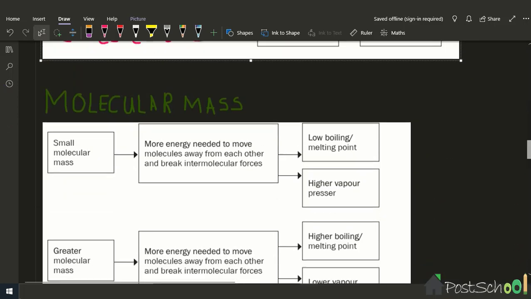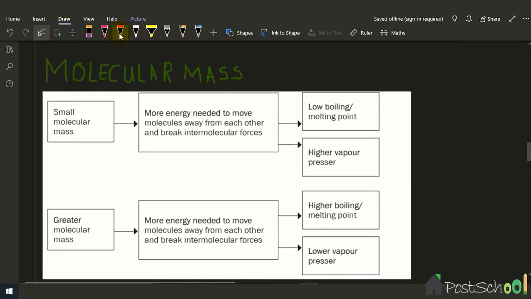Size la molecular mass ke manje, so compare between a molecular mass. So smaller molecular mass ke, less energy needed to move molecules away from each other and break intermolecular forces. If there's less energy, that means there's lower boiling point.